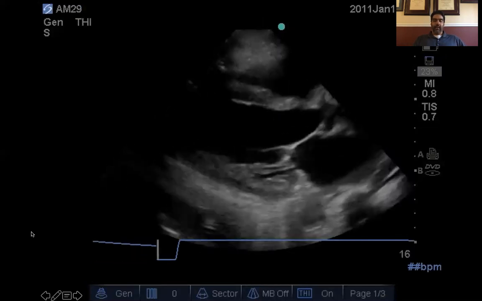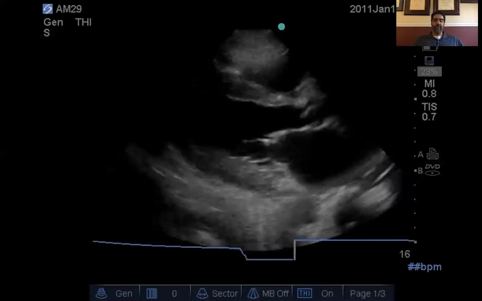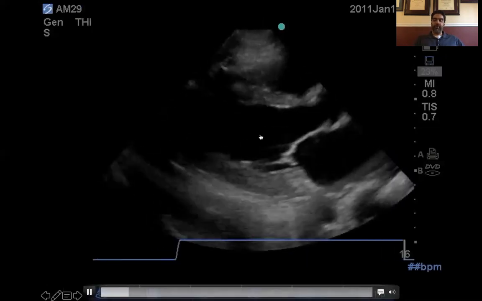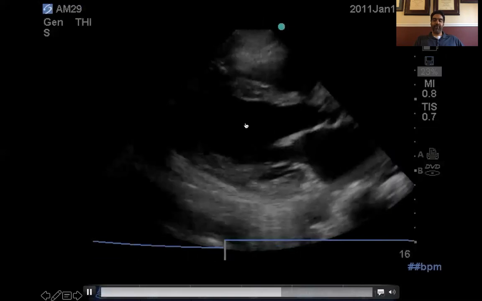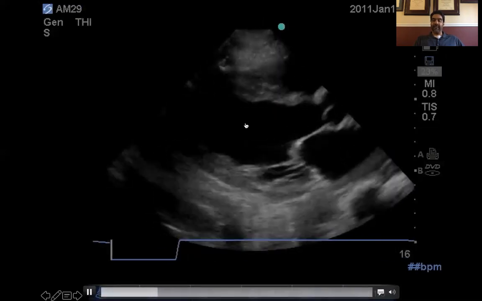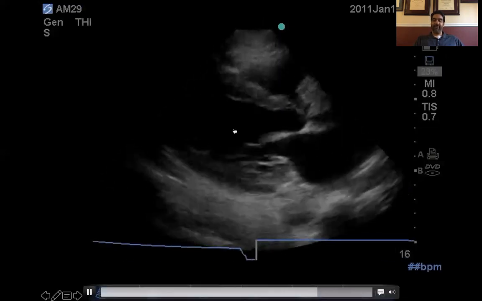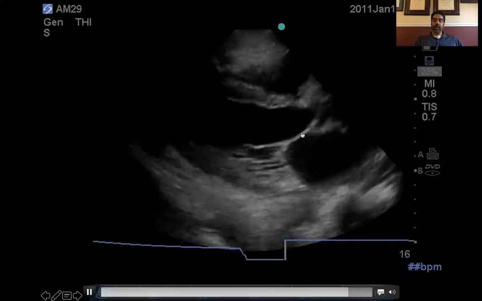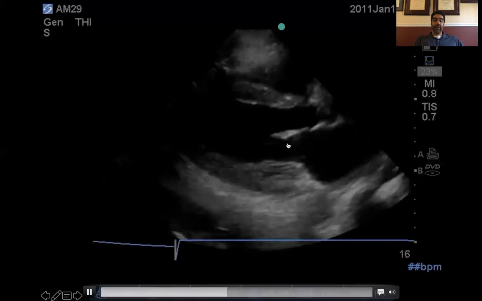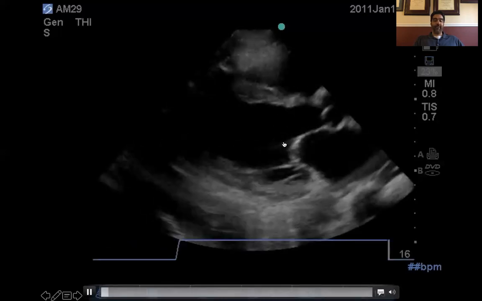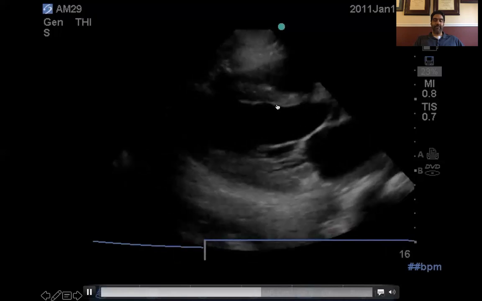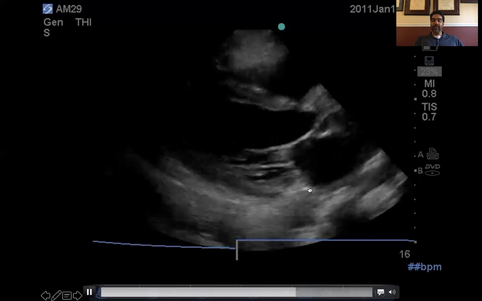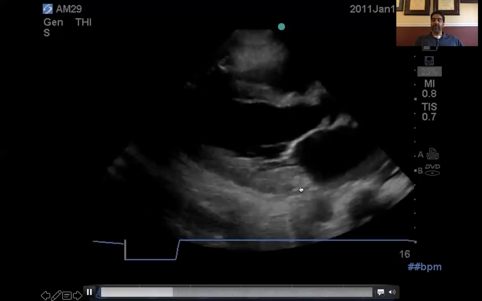Here is a not so subtly dysfunctional LV. Let's break it down. Excursion. First thing you look at in excursion, cavity size change. That cavity size is not getting to about half its size in systole versus diastole. It's not really changing all that much at all. The anterior leaflet of the mitral valve is not even coming close to slapping the septum. And the posterior annulus of the mitral valve is moving, just not as vigorously as you're used to.